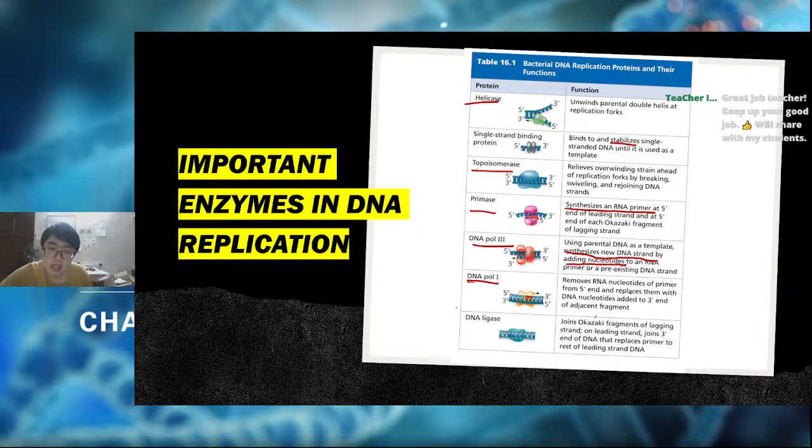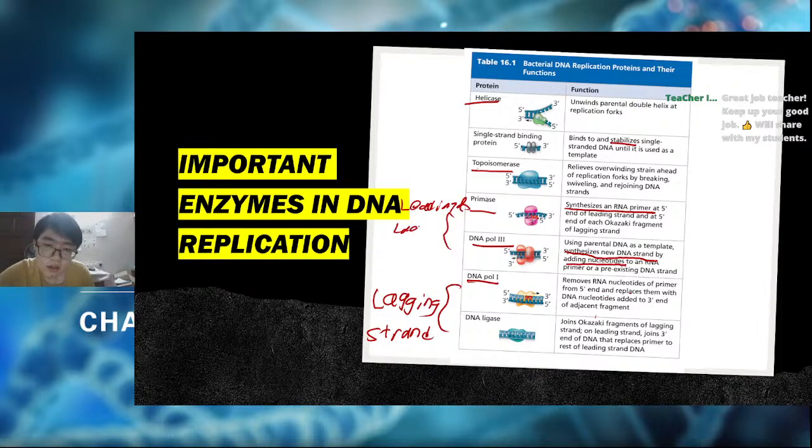And for DNA polymerase 1 and DNA ligase, they are involved in the lagging strand only. The previous enzymes are needed by both the leading strand and the lagging strand, both use them. But DNA polymerase 1 and DNA ligase are only for the lagging strand. The leading strand does not need them. DNA polymerase 1 removes the RNA nucleotide primer, which means you need to remove the RNA primer. And DNA ligase joins the Okazaki fragments of the lagging strand, so that one daughter DNA strand can be formed.